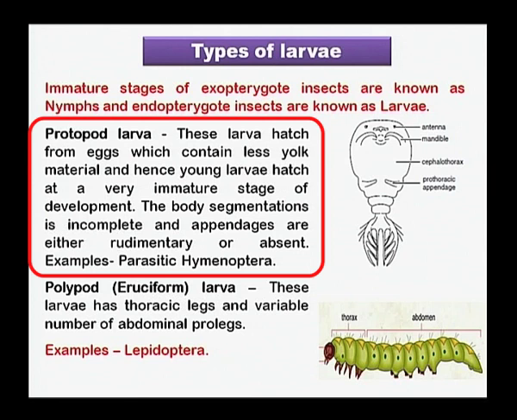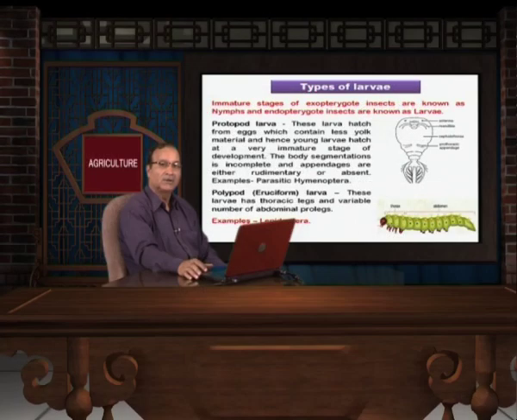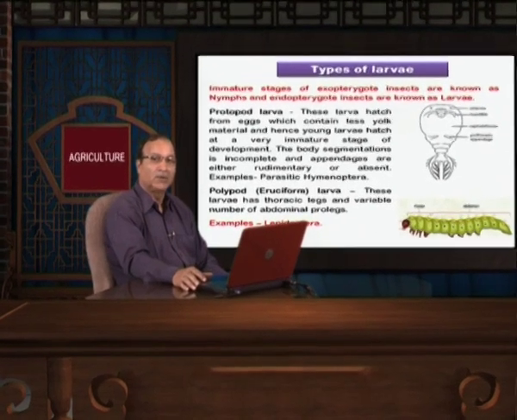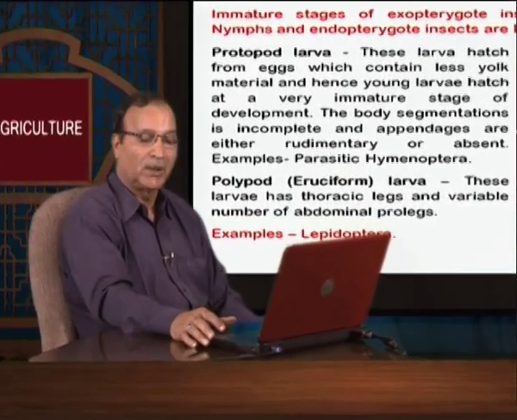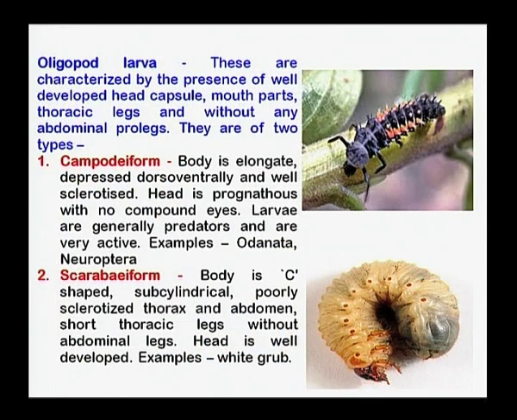The best examples are the parasitic Hymenopterans. Similarly, polypod larva or eruciform larva. These larvae can be characterized by the presence of thoracic legs and variable numbers of abdominal legs. It means the thoracic as well as the abdominal legs, which are also known as prolegs, are present in such type of larvae, and the best examples we come across are in the order Lepidoptera.